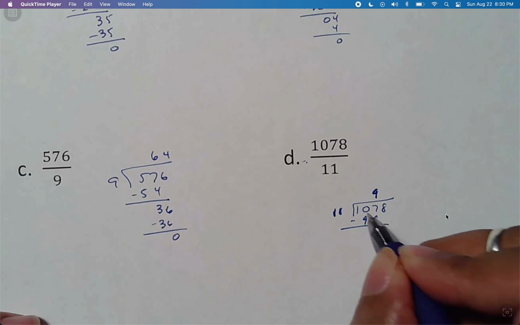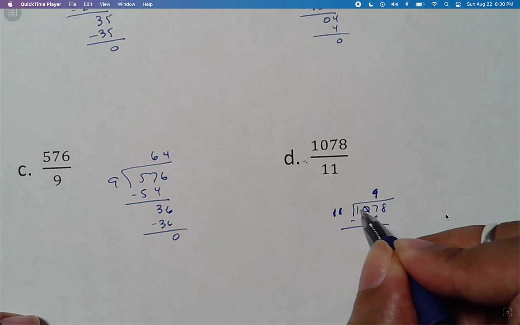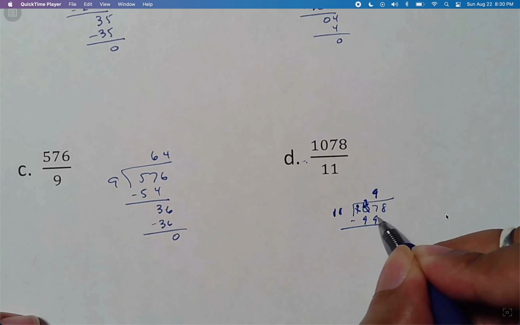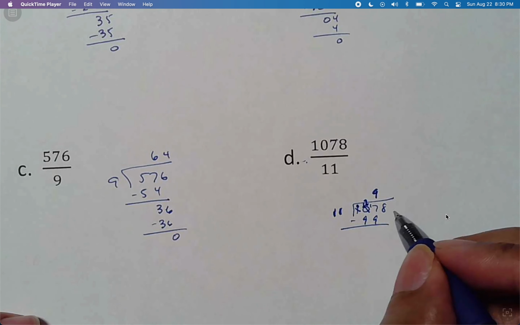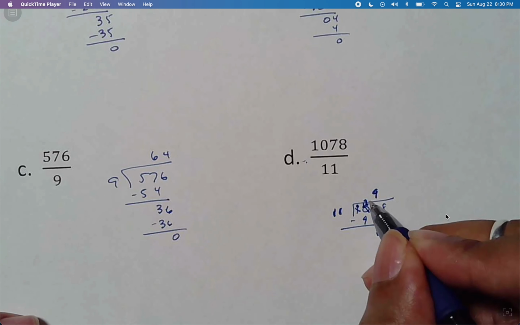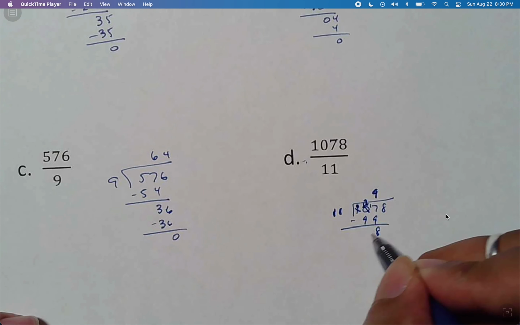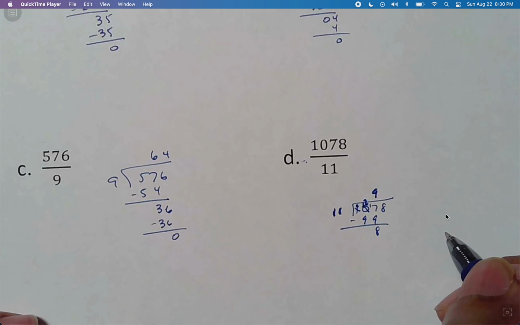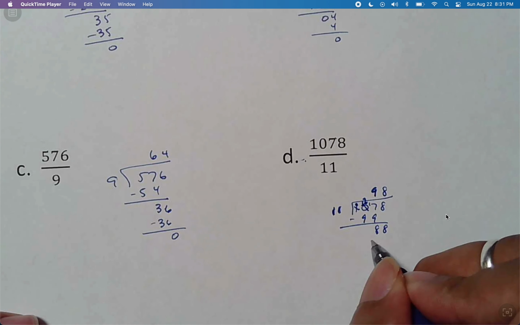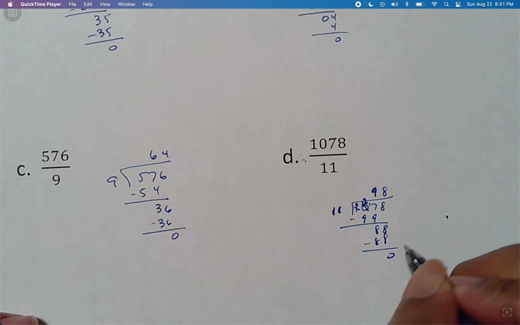Can't do 7 minus 9, so we borrow. And I can't do that either, so we borrow from 1, turning that into a 0, making that a 10. Borrowing, making that a 9, turning that into 17. Nice lesson on the fly there. 17 minus 9 is 8. 9 minus 9 is 0. So yes, 8 is what's left over. Then bring down your 8, and 11 should go into 88 8 times with 0 left over.